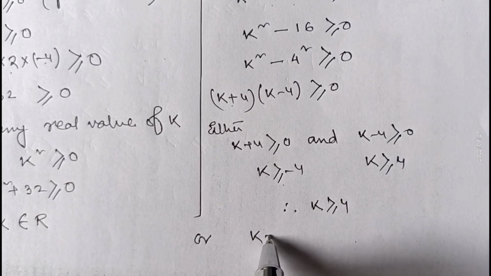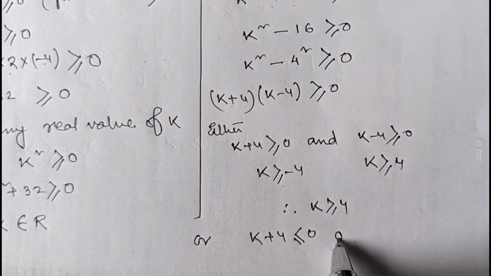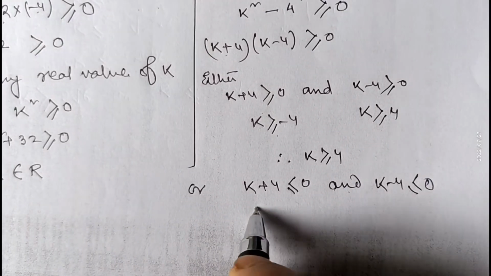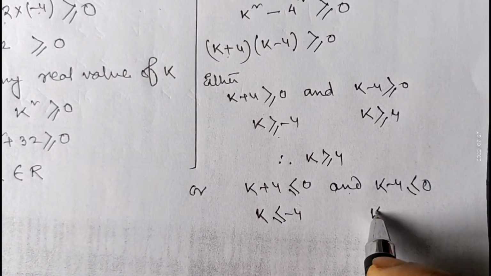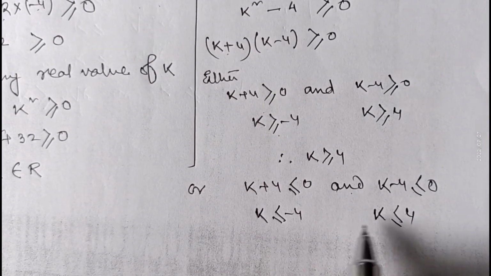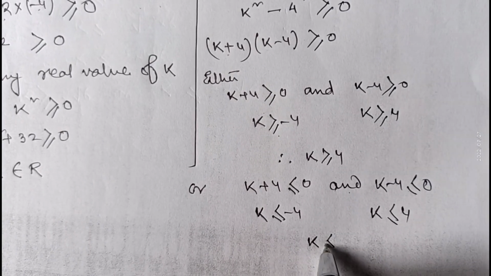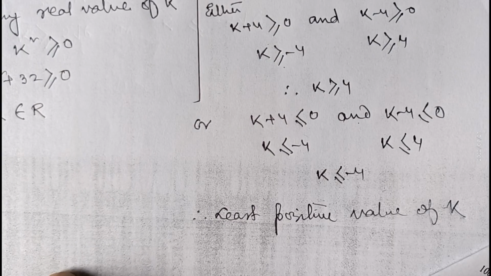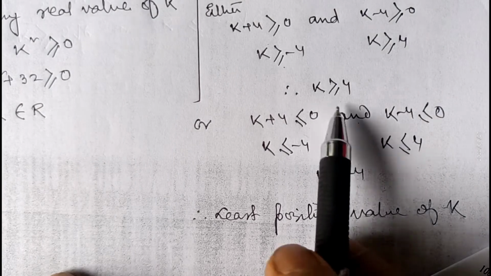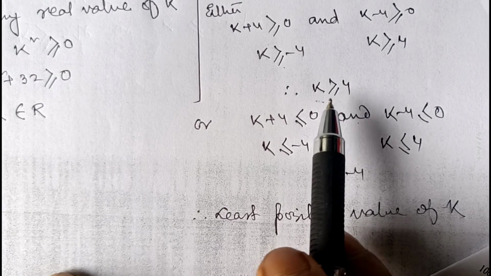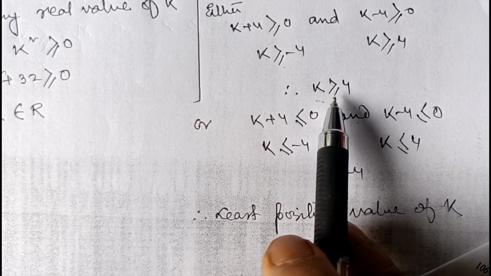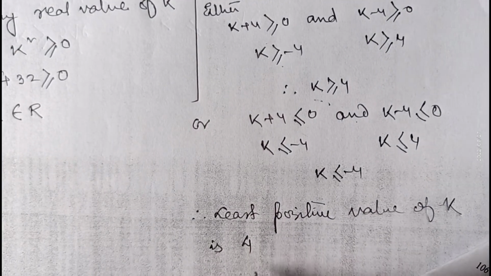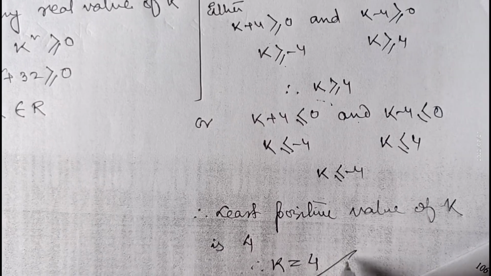Or we can write k plus 4 less than or equal to 0 and k minus 4 less than or equal to 0. From these two we will get k less than or equal to minus 4 and k less than or equal to 4. From these two again we can write k less than or equal to minus 4. In the question it is given that we have to find the least positive value of k. So we are not considering the negative part, we have to consider this. Here the least positive value is 4, because it is given 4 or more than 4. Therefore the least positive value of k is 4. Therefore k equal to 4 is the required answer.